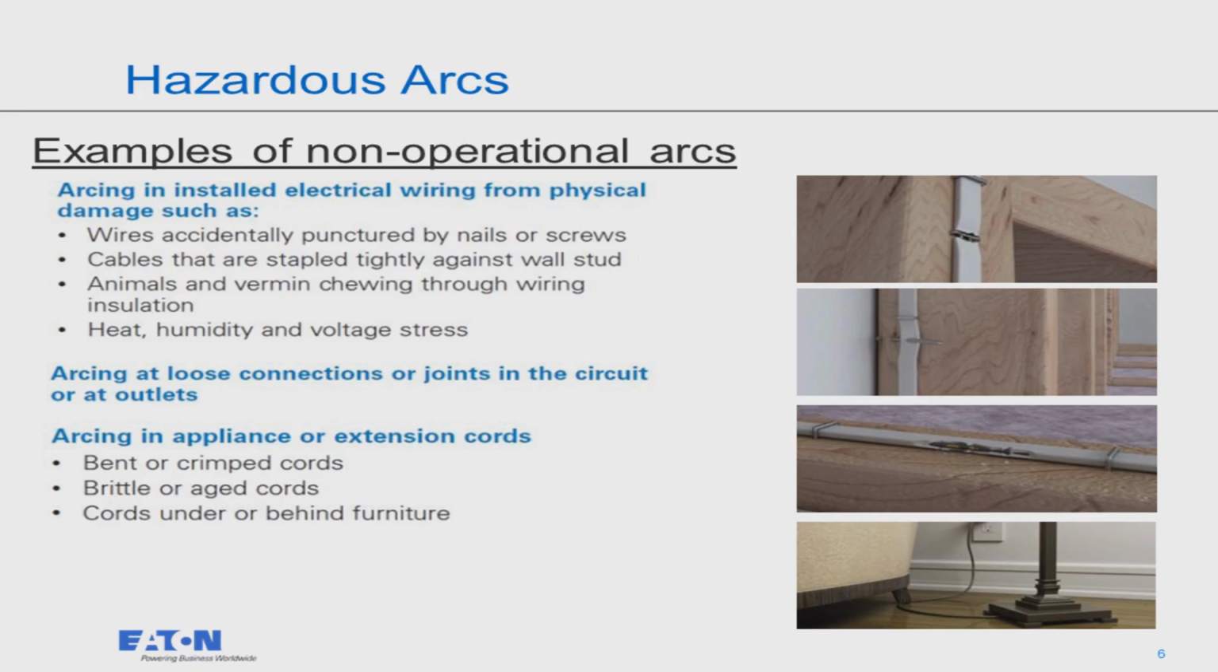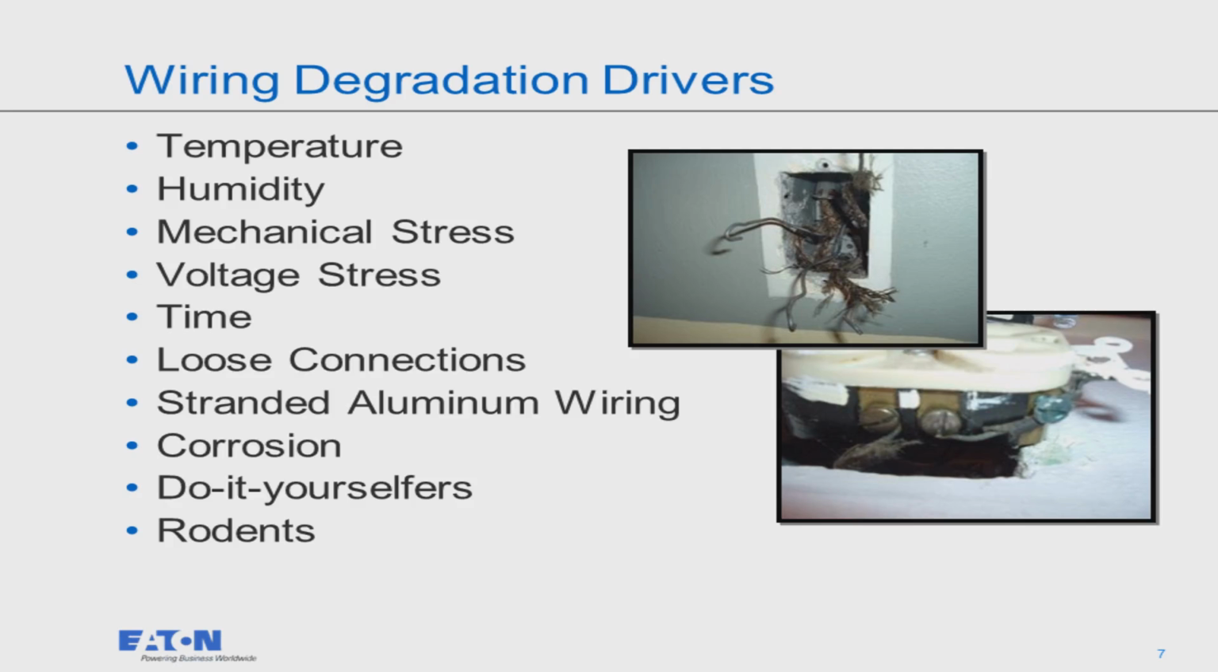There are lots of drivers for this: temperature, humidity, mechanical stress, voltage stress. As the system ages, you'll get lots of opportunity for loose connections, corrosion, animals chewing on the wires, and so on. So there's a lot of opportunity for these non-operational arcs to be introduced into a system.